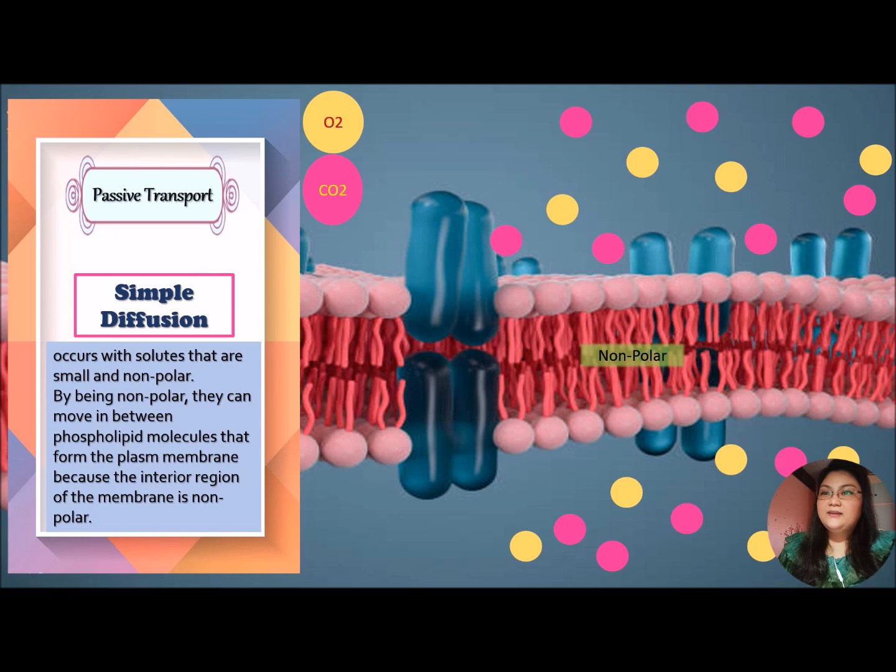So if there is a high concentration of oxygen, O2 molecules, outside of a cell, they can move down the concentration gradient across the membrane without assistance, as long as the concentration gradient exists. And if there is a higher concentration of carbon dioxide, or CO2 molecules, inside a cell, they can move across the membrane without assistance out of the cell into the interstitial fluid. So again, simple diffusion is when nonpolar molecules pass directly through the membrane.